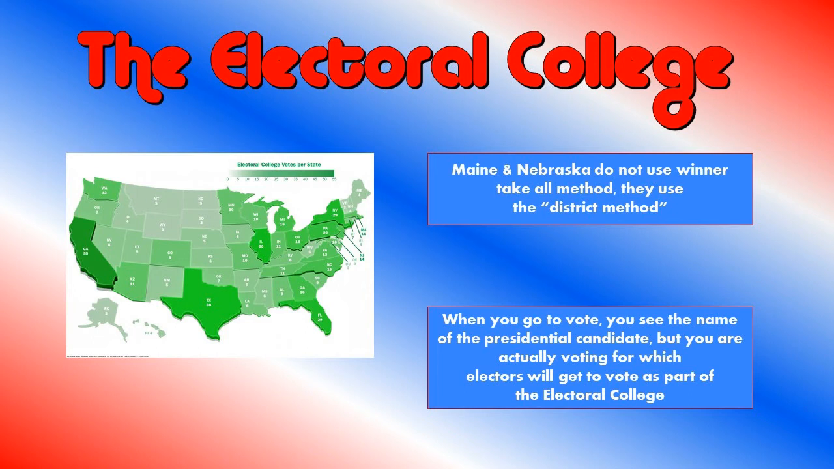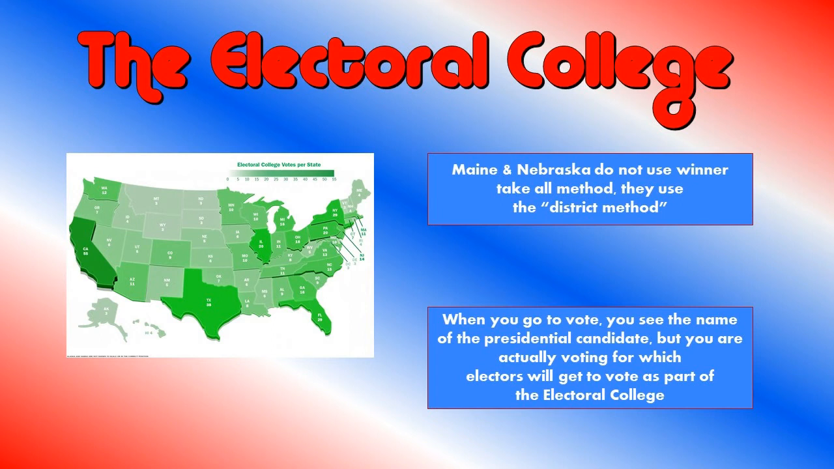But if you actually pay attention to what you're voting for, you are voting for electors that pledge to vote for the candidate of your choice. So when I go and cast my vote in a presidential election, I'm not technically voting for the candidate, but I am voting for a group of electors who promise to go to Washington, D.C. and vote for the candidate that I choose. So this is the step where the voters are separated from having a direct impact on the presidential election.